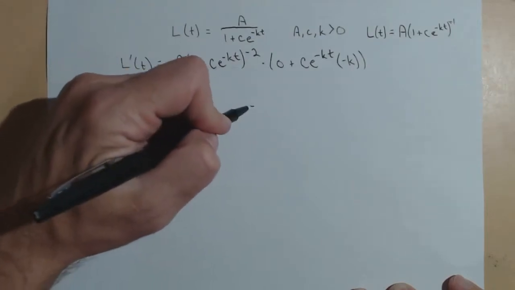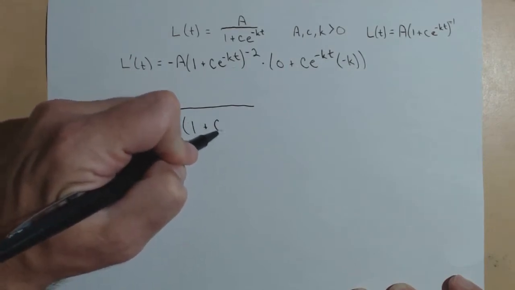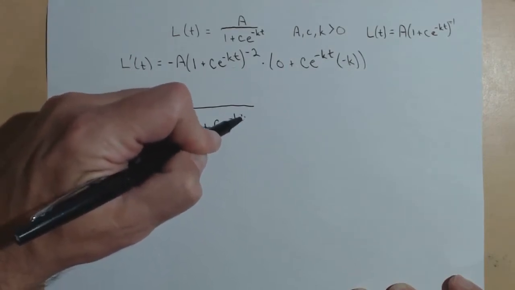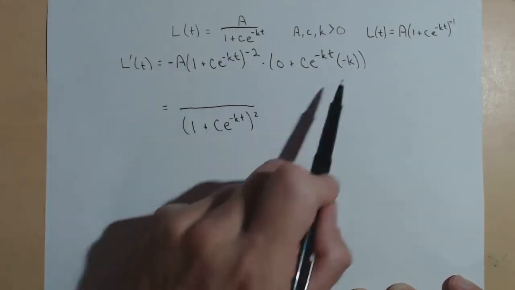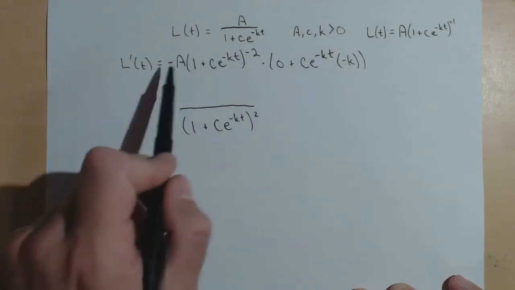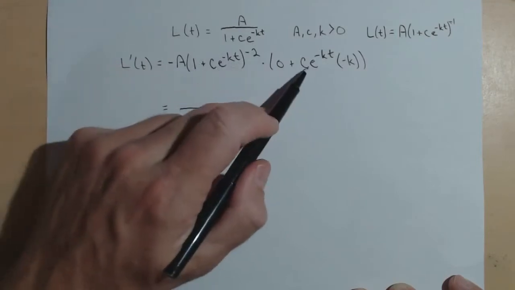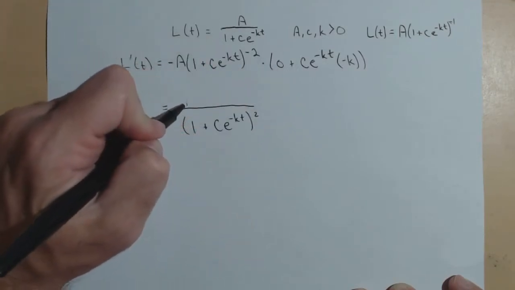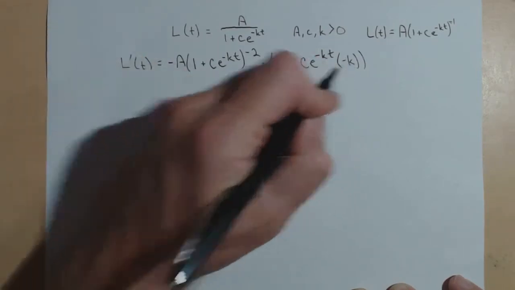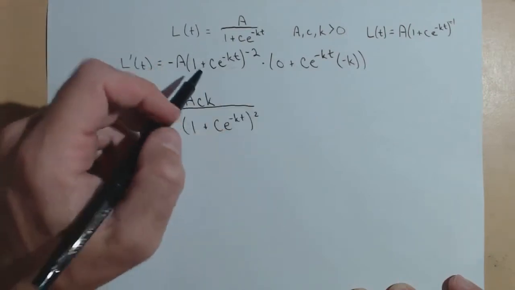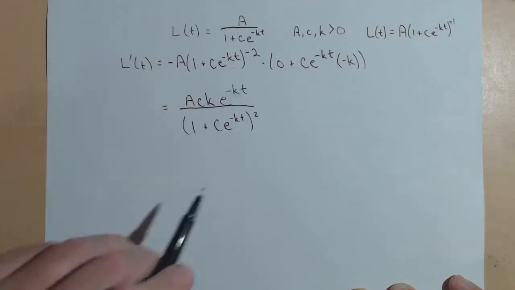Now I'm going to go ahead and write that in the denominator: (1 plus CE to the negative KT) to a positive 2. And in the numerator, I have a negative A, but also times a negative K. So I'm not going to worry about that, the negatives will cancel each other out. And I'm going to multiply by that C as well. So I have an A times this C times this K. It's going to be positive again because the negatives were canceling each other out, times E to the negative KT.